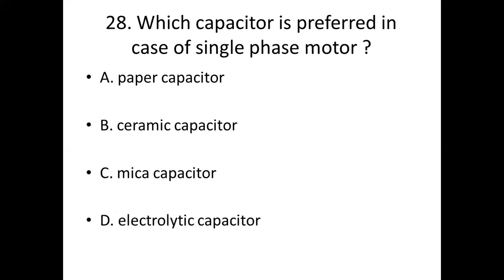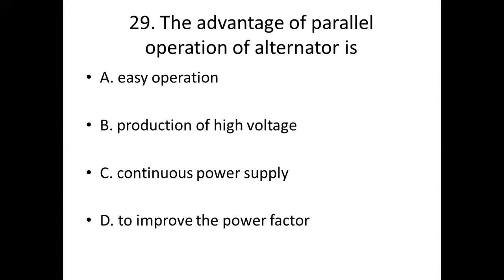Option D, electrolytic capacitor. 29th bit. The advantage of parallel operation of alternators is option A, easy operation. Option B, production of high voltage. Option C, continuous power supply. Option D, to improve the power factor. Answer guess cheyandi.